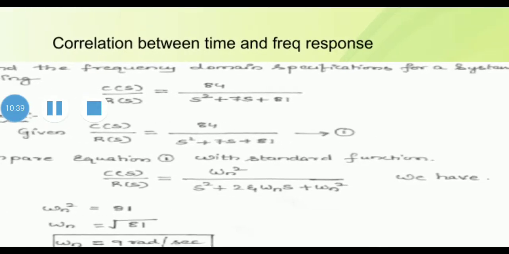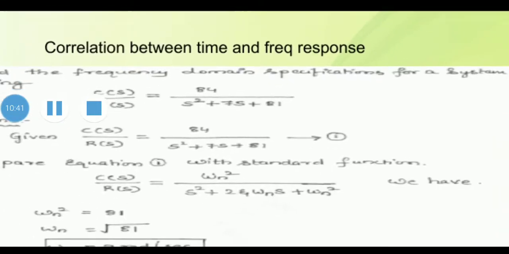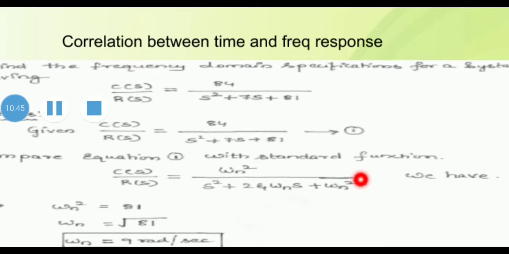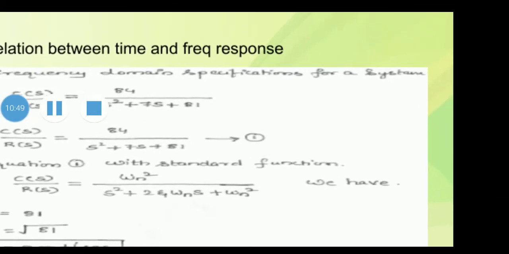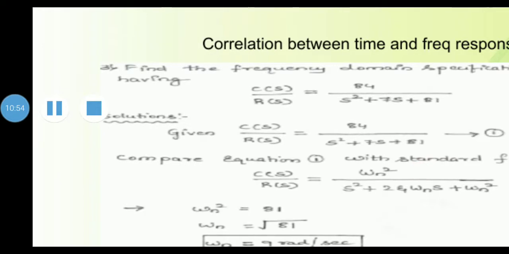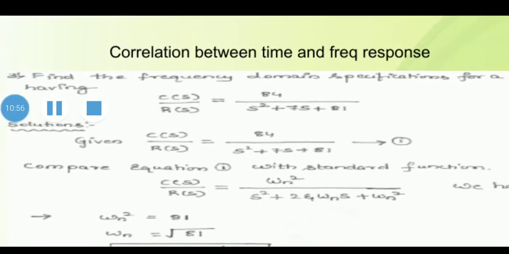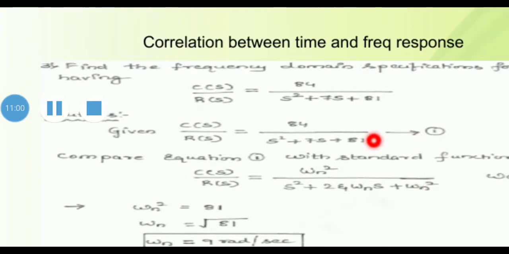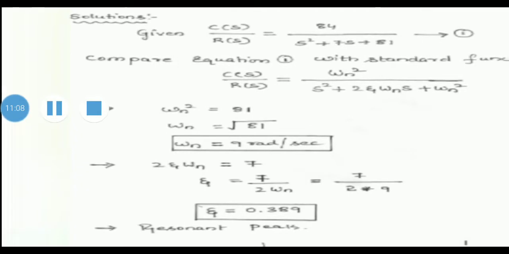So we'll compare equation 1 with the standard function. C(s) by R(s) is equal to omega n square by s square plus 2 damping ratio omega n s plus omega n square. So when we compare this, omega n square with this, omega n square is 81, so omega n is root of 81. Due to that we'll get omega n as 9 radians per second.